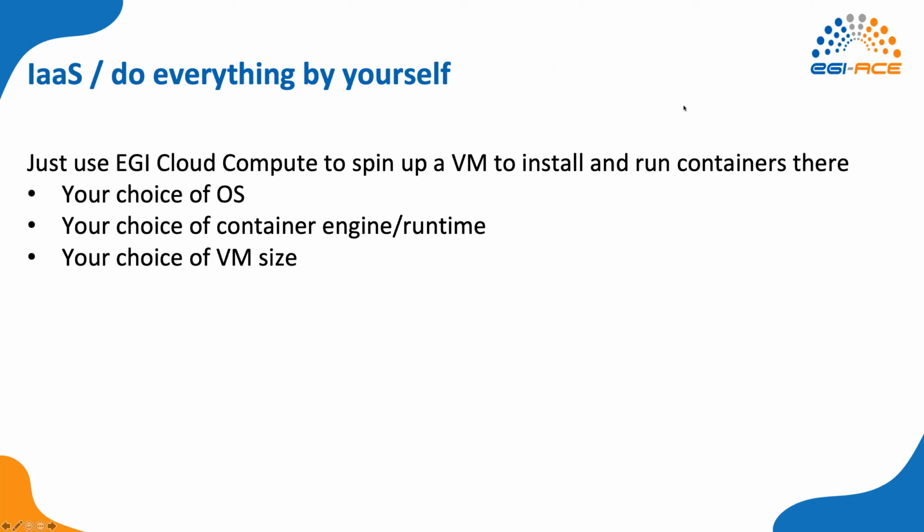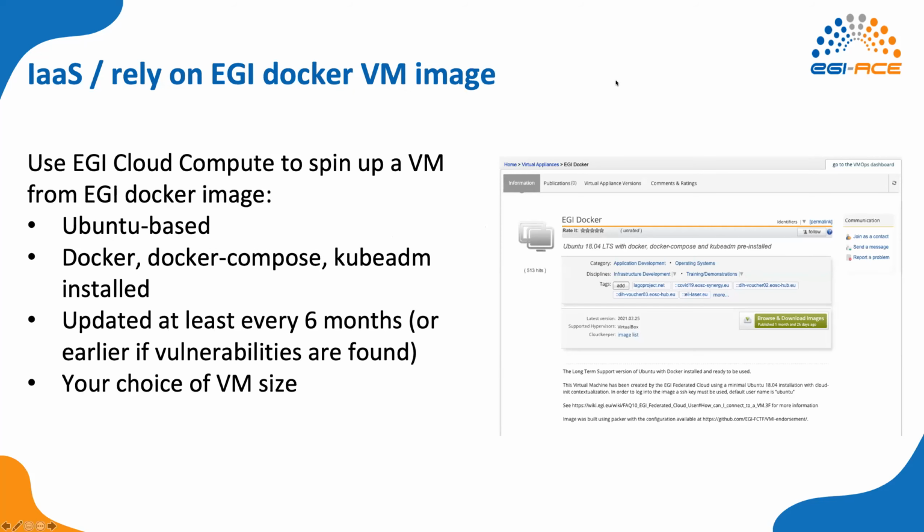Mainly because installing Docker and so on is something someone can do for you, and we do it. So basically what you can do is rely on the EGI Docker VM image. This virtual machine image is maintained by the EGI Federation, and it just installs Docker, Docker Compose, and kubeadm, which is a tool for installing Kubernetes. So you have it already there.